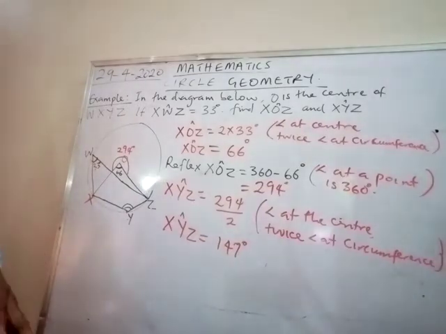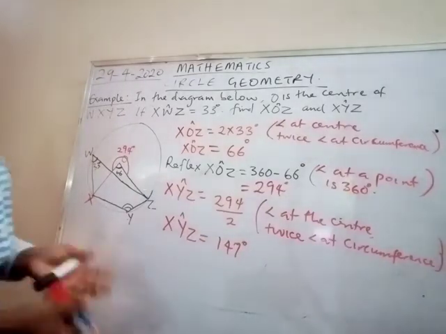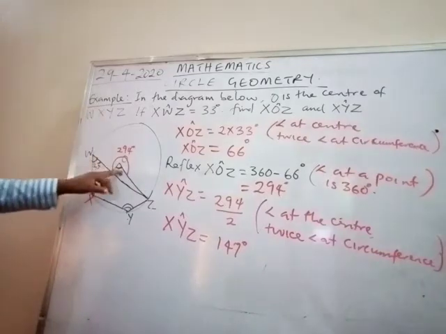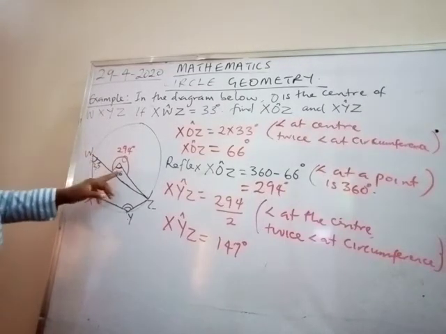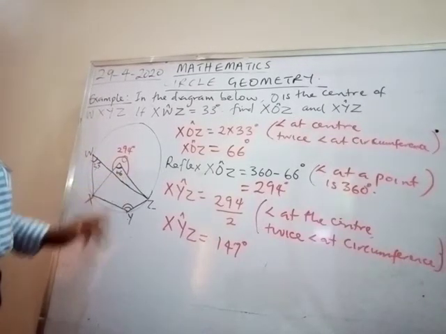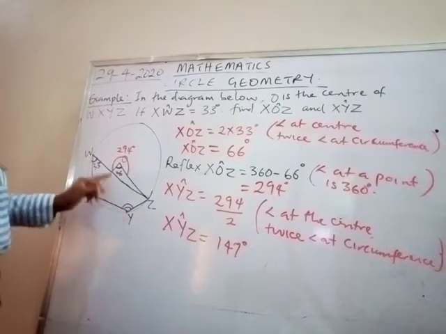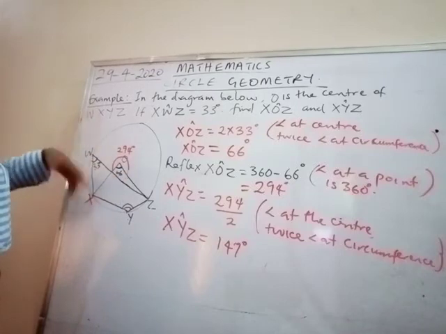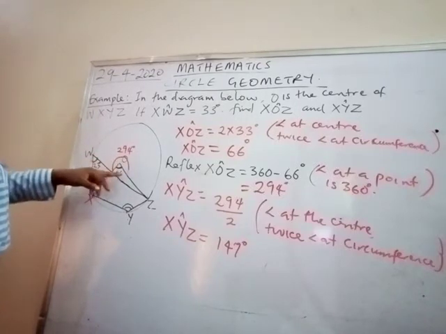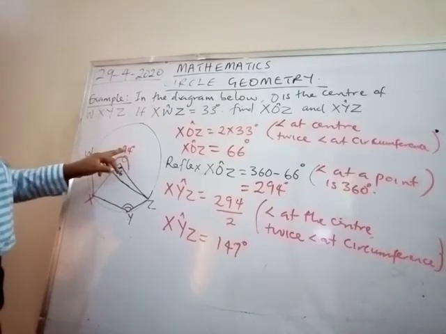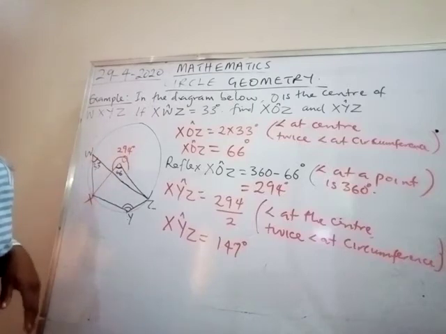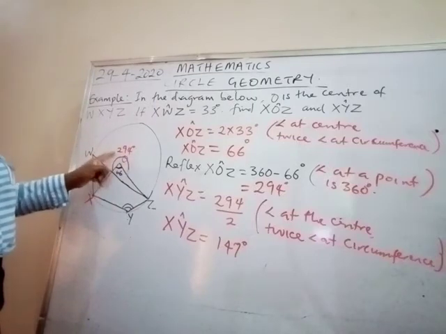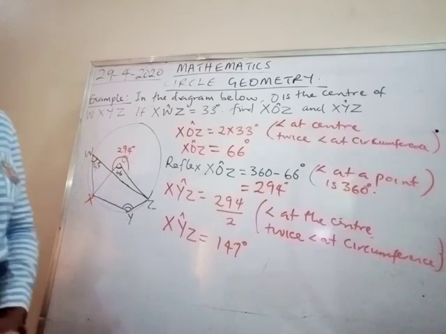Do you get that now? So can we quickly look at it? The first one, we are finding this. Angle at the center twice angle at the circumference. So that one is 66. And we have to find this. Before we can get this, we need to get the big angle here. And how do we get that? We say angle at a point is 360. So 360 minus 66 gives us 294. Do you get that now? So 294 divided by 2 will now give us what we are looking for.